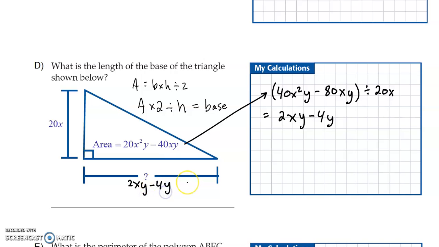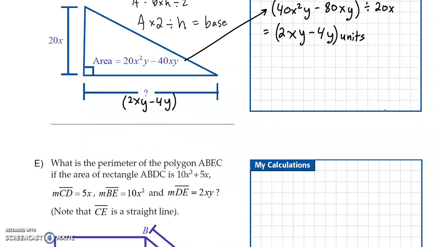the length. And you can check it by multiplying 20x times 2xy minus 4y, and then divide by 2, and check that that gets you your answer. And unit-wise, it doesn't have any units on this, but this is not square units, this is just length units for the base.